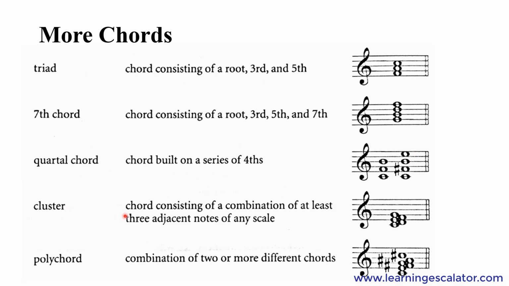A cluster is a chord consisting of a combination of at least 3 adjacent notes of any scale. So this one is C, D, E, F, G, so that's a cluster because there are at least 3 adjacent notes. Polychord, a combination of 2 or more different chords. So this one, there's this C, E, and G sharp chord, and there's also this F sharp, A sharp, and C sharp chord. So it's a combination of 2 or more different chords.